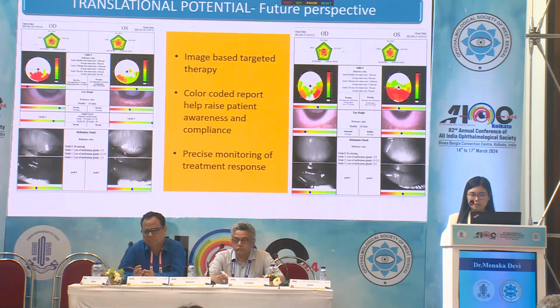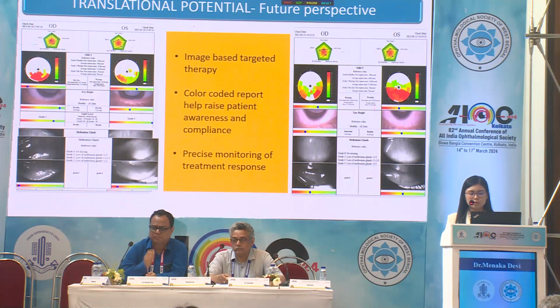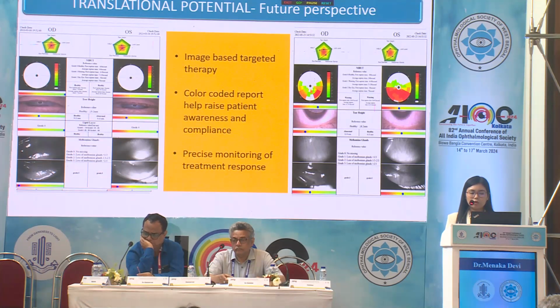It is an image-based targeted therapy. This is how the report of a dry eye analyzer looks. Here we can see the color-coded report. It helps in raising the patient's awareness and compliance to treatment. Using this analyzer, precise monitoring of the response to treatment can be done.